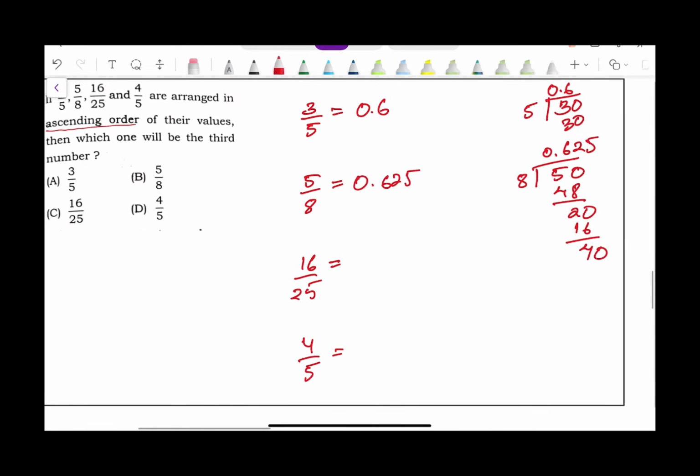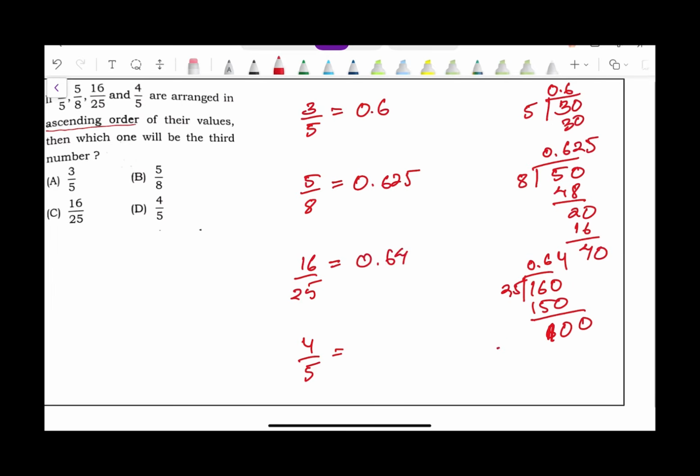What about this one? You have 16 divided by 25. So 0.25 into 4 is 100. 25 into 6 is 150. So I have 10 here, which means 100. 25 into 4. That means 0.64.